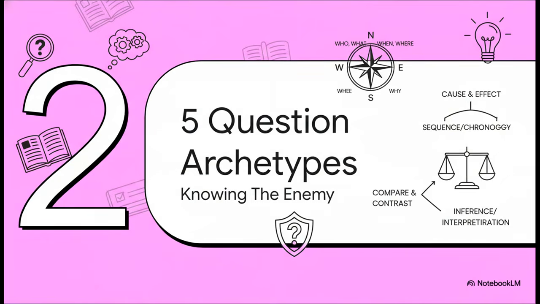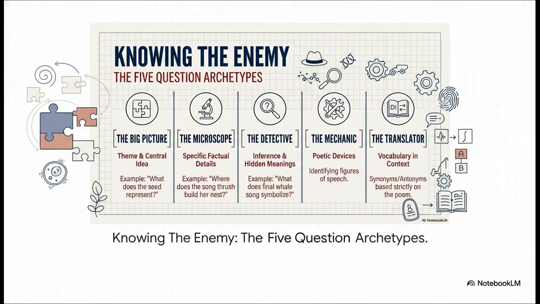Now, to tackle this section, you need to know what kind of questions you're going to be asked. Let's call them the 5 question archetypes. Think of it as knowing your opponent before the match begins. Here are the 5 main types. The big picture is all about the main theme or central idea. The microscope asks you to look at very specific details. The detective means you have to find some hidden meanings. The mechanic, well, that tests your knowledge of poetic devices. And finally, the translator is about understanding the meaning of certain words in the context of the poem.